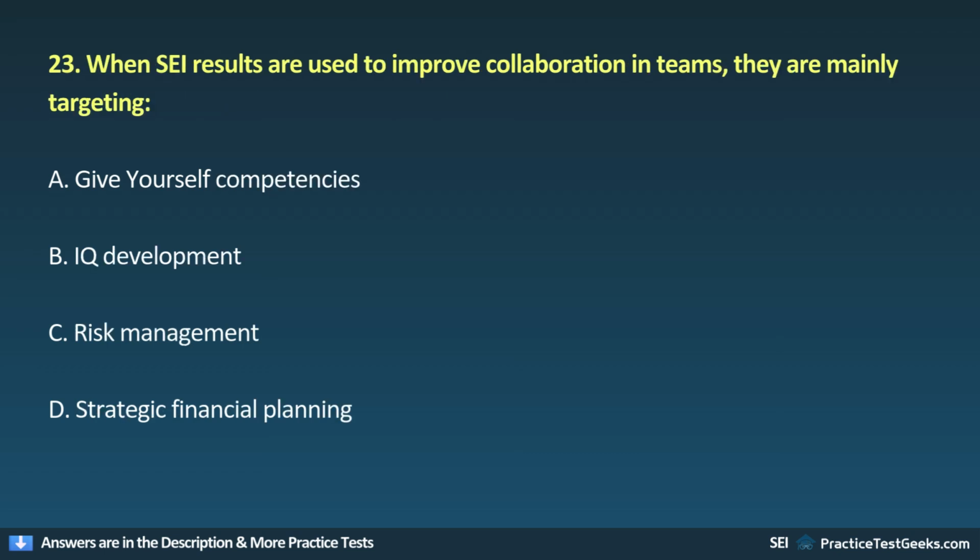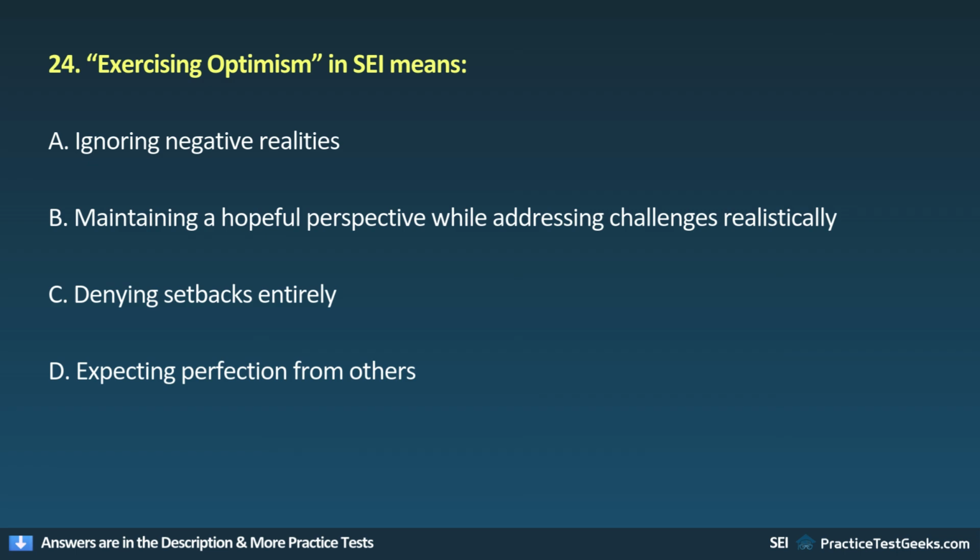23. When SEI results are used to improve collaboration in teams, they are mainly targeting A. Give yourself competencies. B. IQ development. C. Risk management. D. Strategic financial planning.